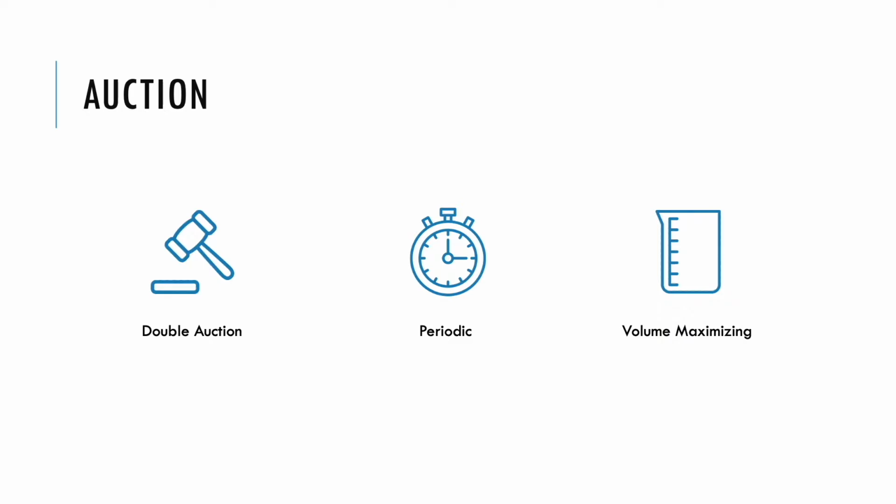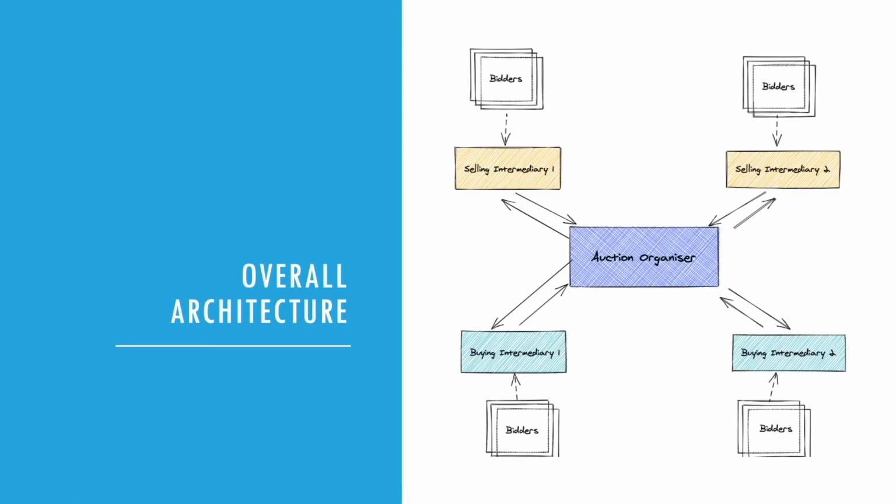We then have the auction to be periodic. This means that the auction will accumulate bids and only perform computation at a fixed timing. And all of that is with the volume maximizing goal for the auction. So for any given clearing price generated by the computation, it will be a price that maximizes volume transaction for both sellers and buyers. So this is the overall architecture of the application developed.